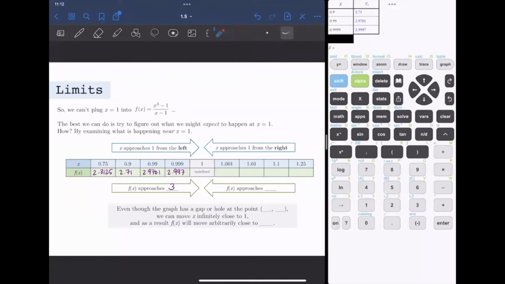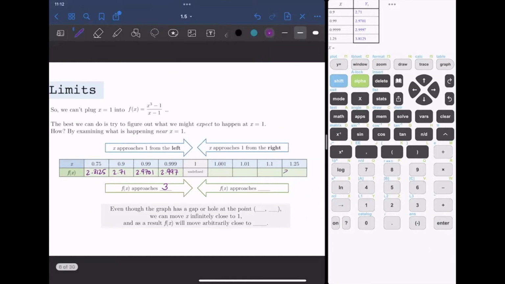Now we can also let x approach 1, but from the other direction, or from the right-hand side on the number line. So we'll start with something that's a little bit bigger than 1, like 1.25. So if we substitute that into our table, we get a y value of 3.8125. We can do better though. We can get closer to 1. We can plug in 1.1. That's a little bit bigger than 1, but closer to 1.